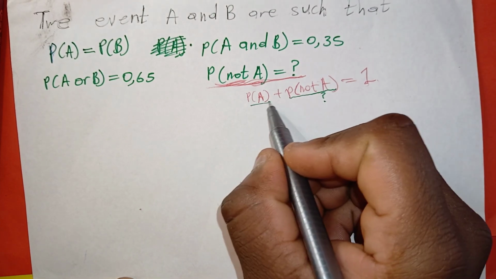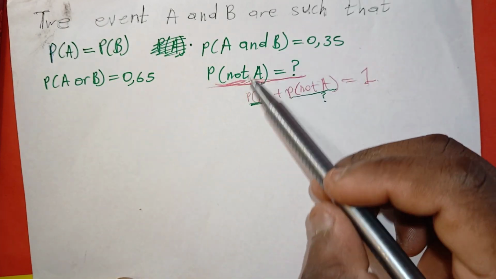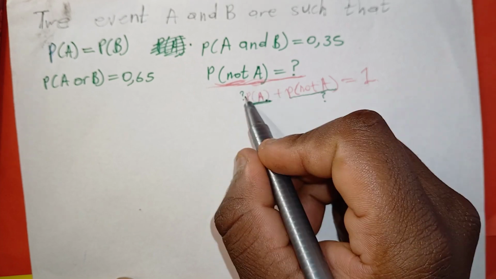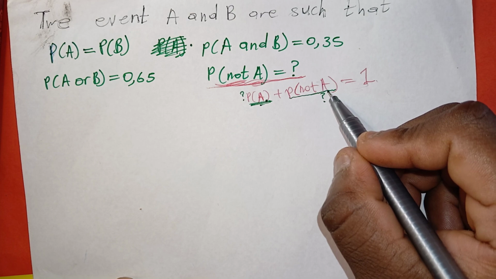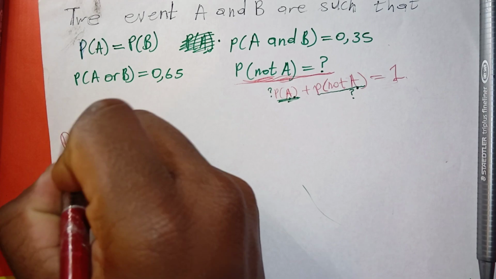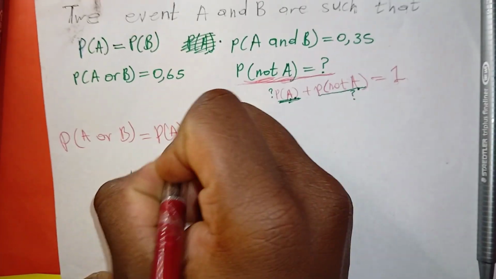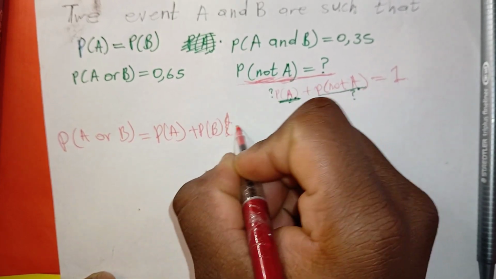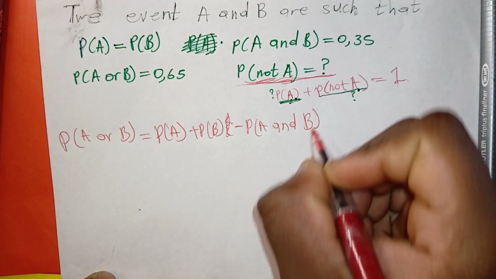And now let's check there. Are we given the probability of A? So here we are not given the probability of A, and we don't know it. Meaning we must first find this probability. Then once we know it, we can solve this one. Do you see? So to find this one, let's write our general equation to check what we have. The probability of A or B is equal to the probability of A plus the probability of B minus the probability of A and B.